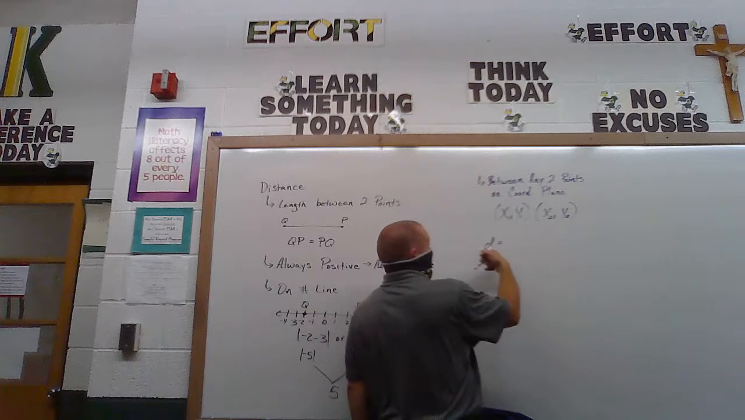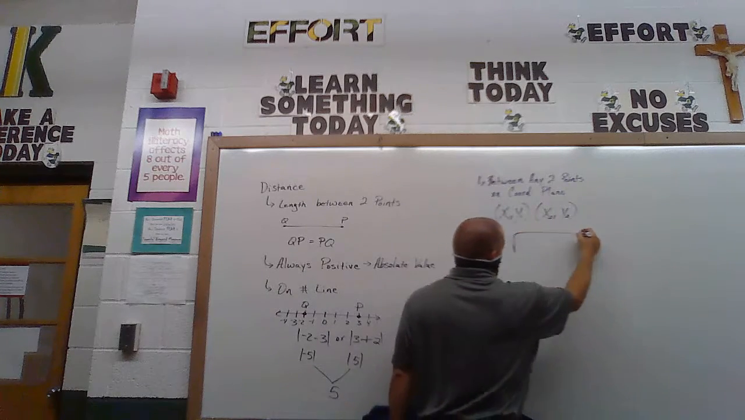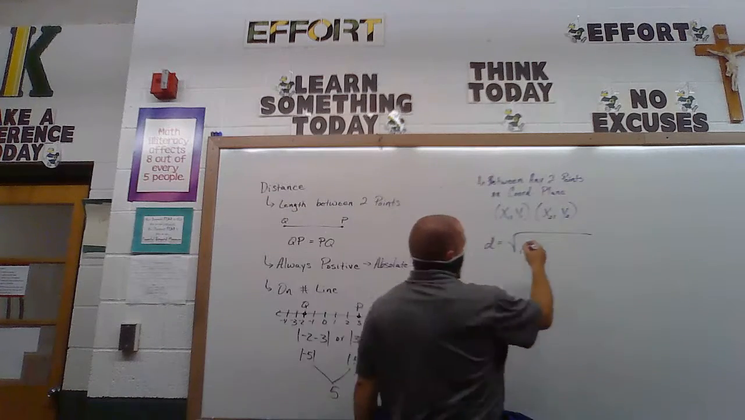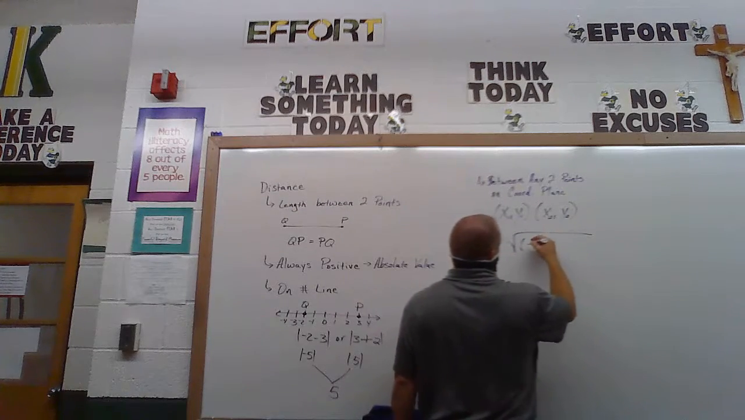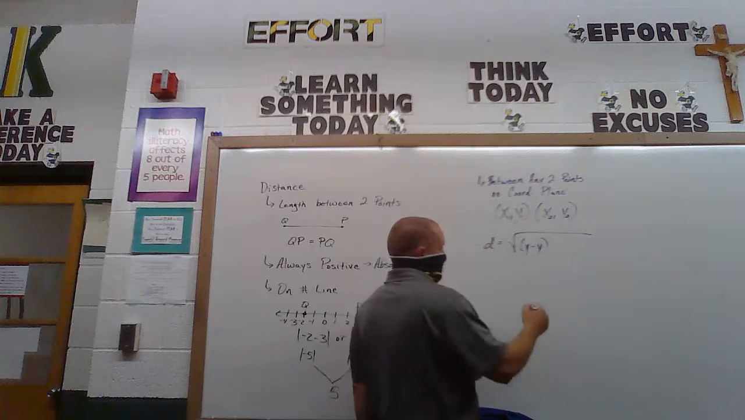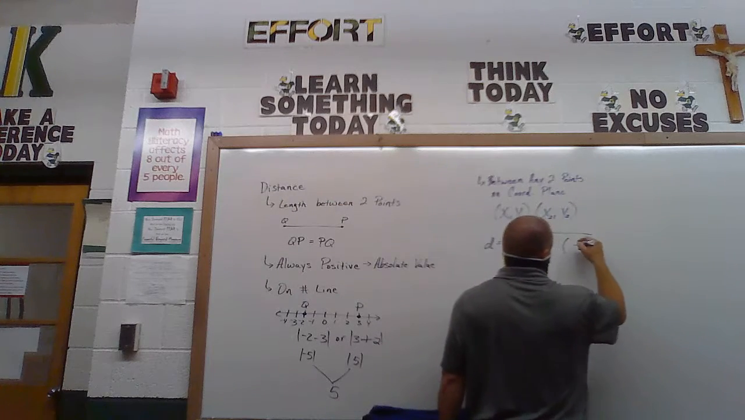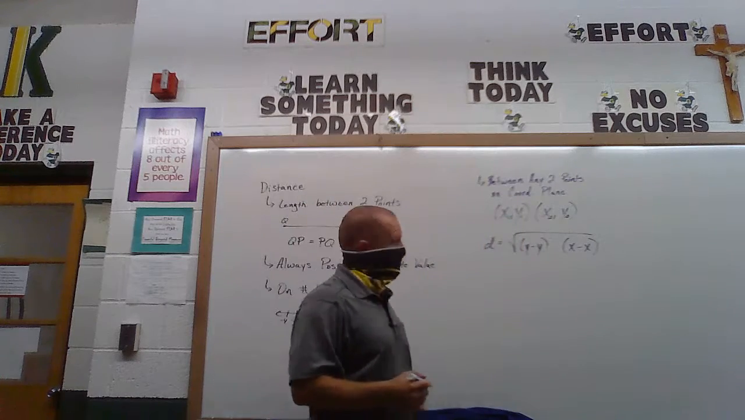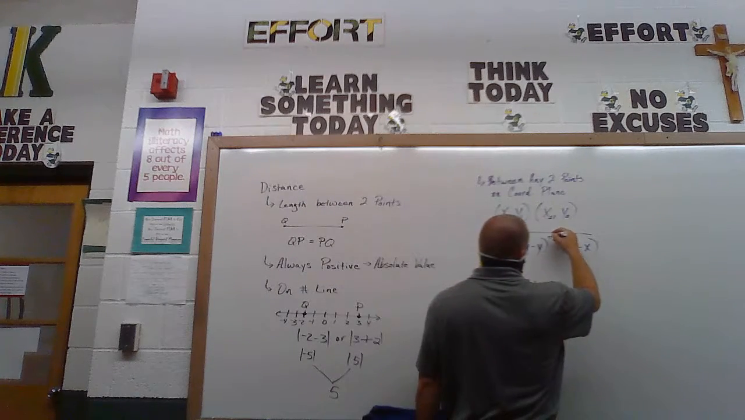So d equals, d obviously is my distance, the square root of, big square root. I'm going to do the difference of the y's. And I'm going to do the difference of the x's. And I'm going to square them.